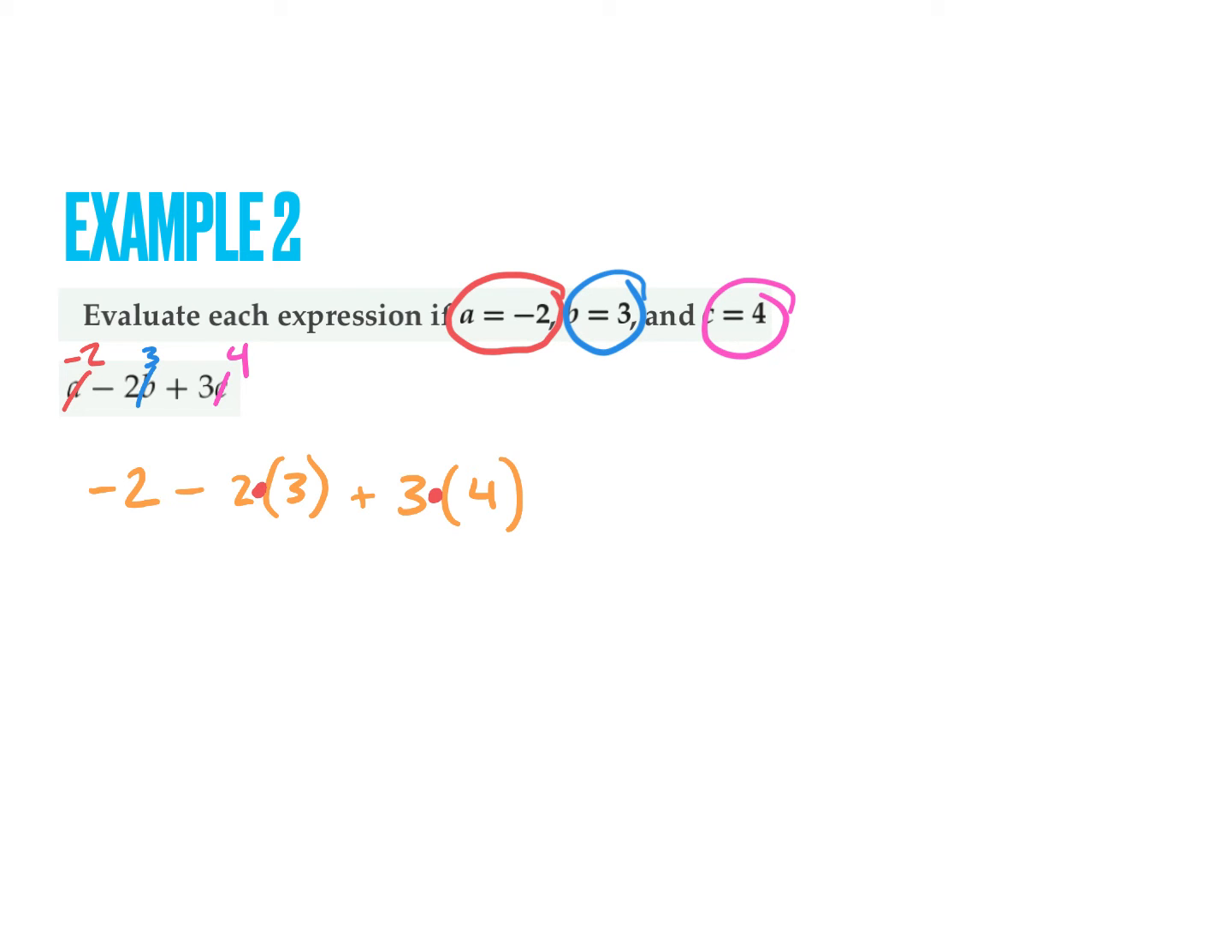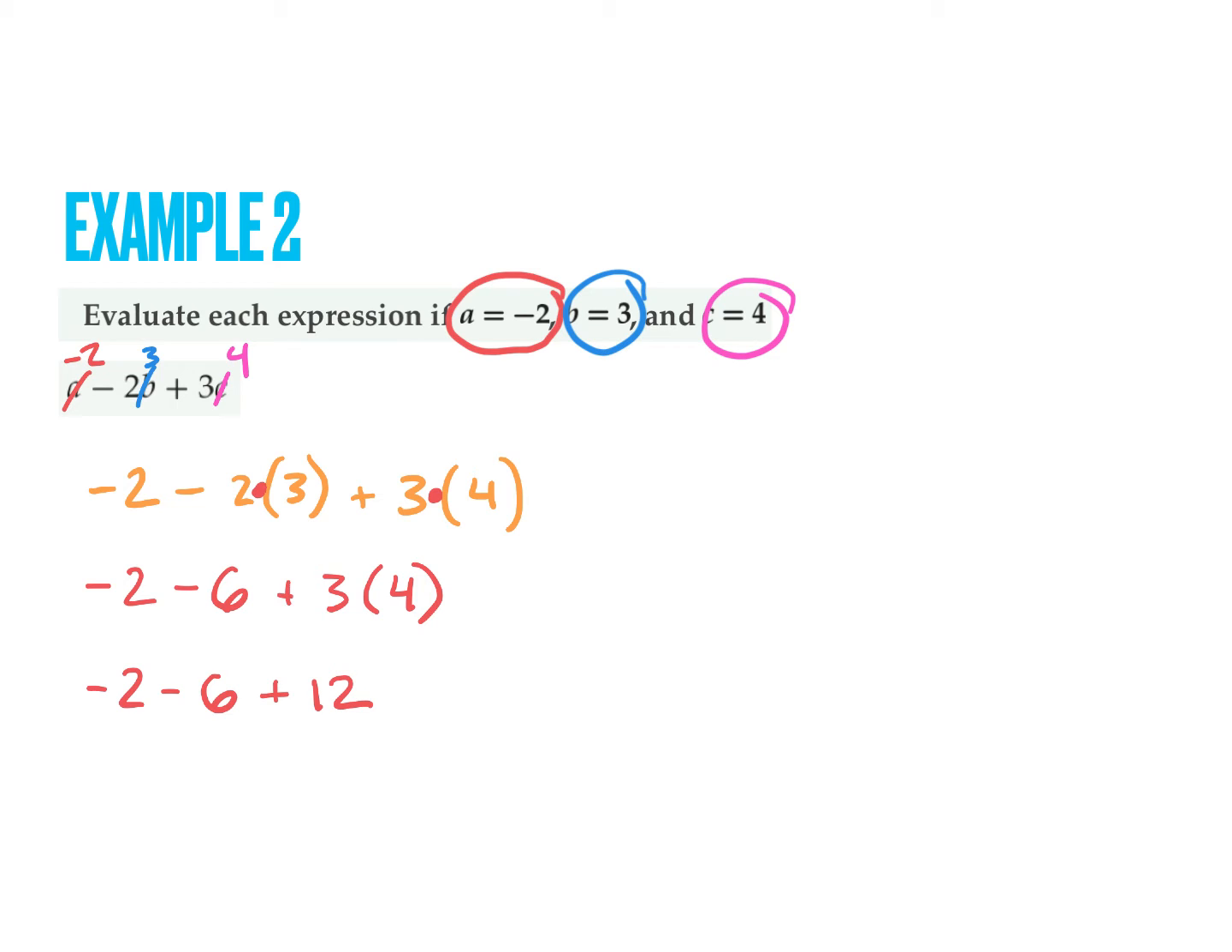Now, according to my PEMDAS, what do I have to do first? Multiplication. What multiplication comes first? The 2 and the 3. But what's special about that 2? It's negative. So what's negative 2 times 3? Negative 6. What can I do next? What am I doing with the 3 and the 4? Multiply. Negative 2 minus 6. What's 3 times 4? 12.